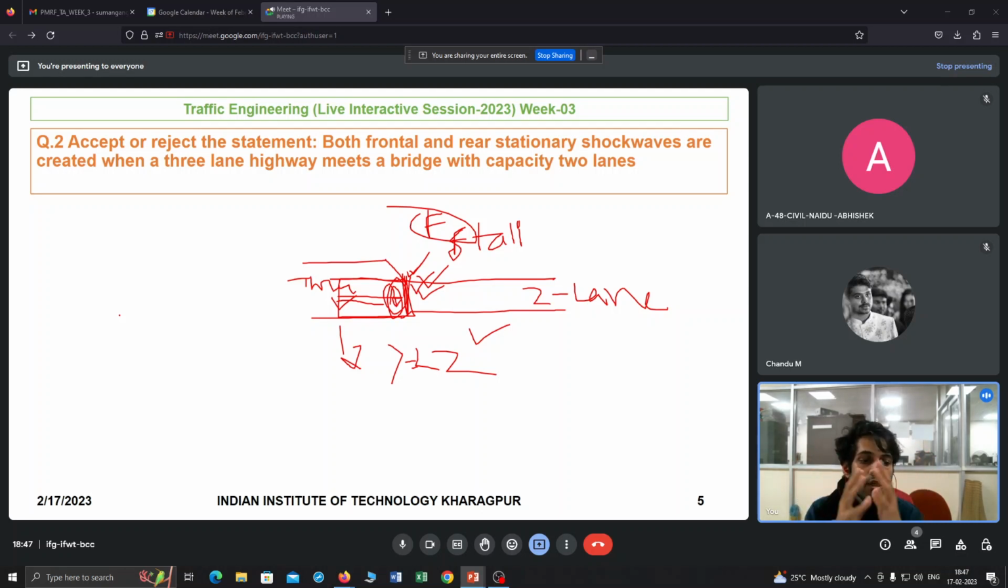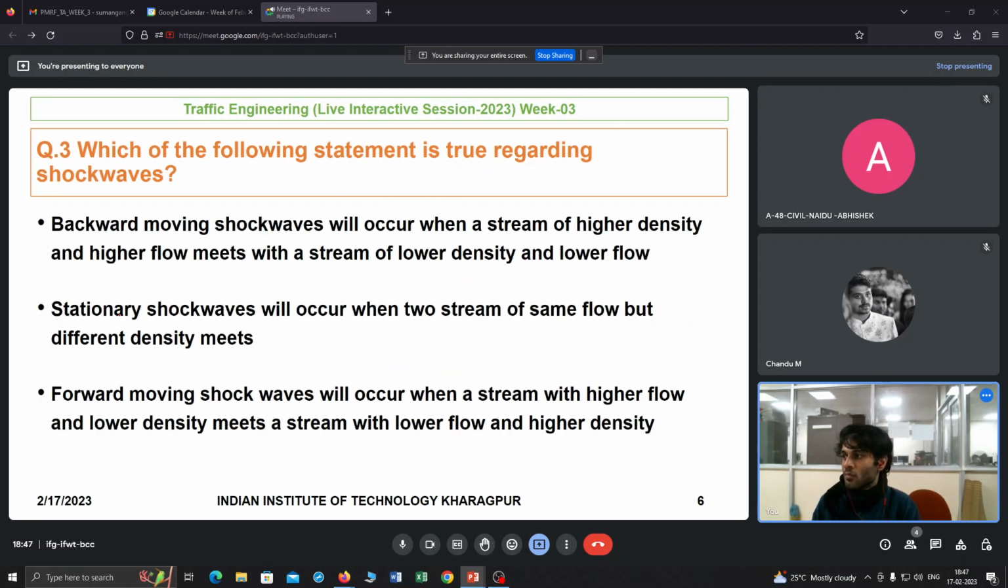As long as your congestion situation will be there at the upstream of that stop line or upstream of that bottleneck point, a stationary shock wave will be present, right. So I think it is clear. So let's move to the next question, right.